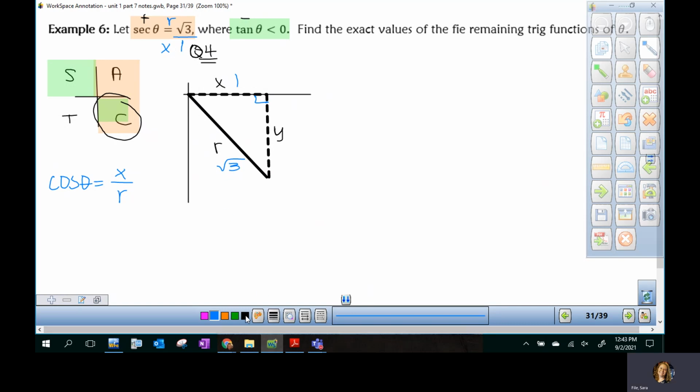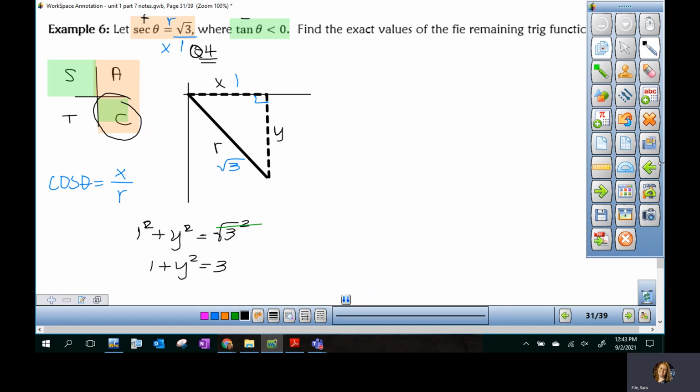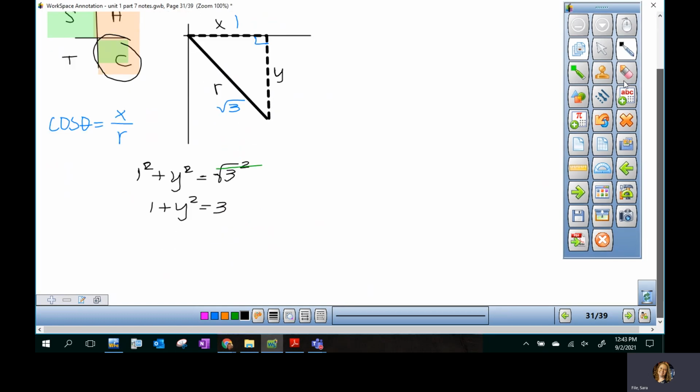So this one, when I do the Pythagorean theorem, I'm actually not looking for the hypotenuse. I'm looking for one of the legs. So when I set this up, I'm going to have 1 squared plus y squared equals square root of 3 squared. What happens when you square a square root? Yeah, that's just a 3 now. So 1 squared is just 1. So 1 plus y squared equals 3. Move the 1 by subtracting. We've got y squared equals 2. So y is the square root of 2.